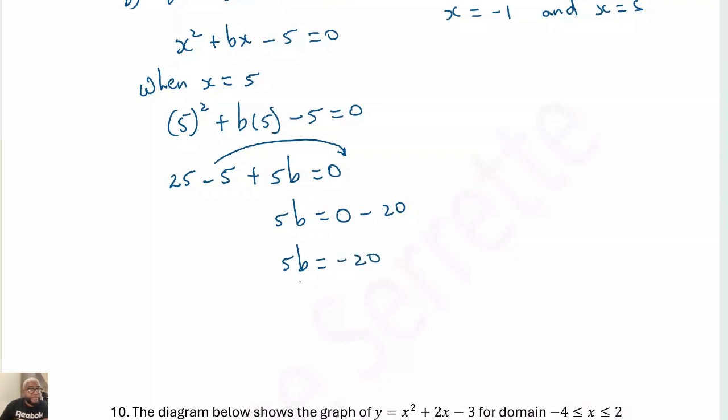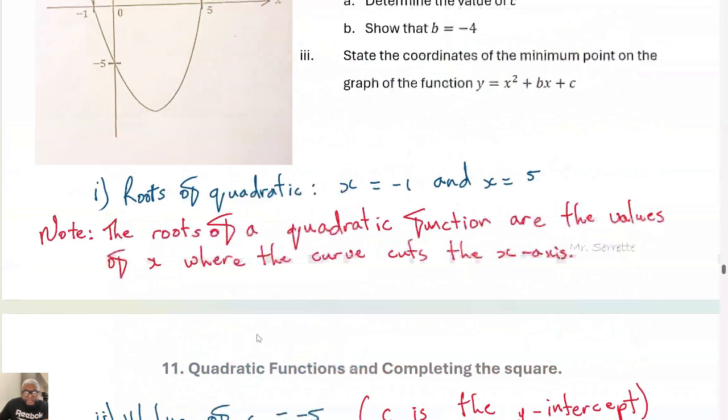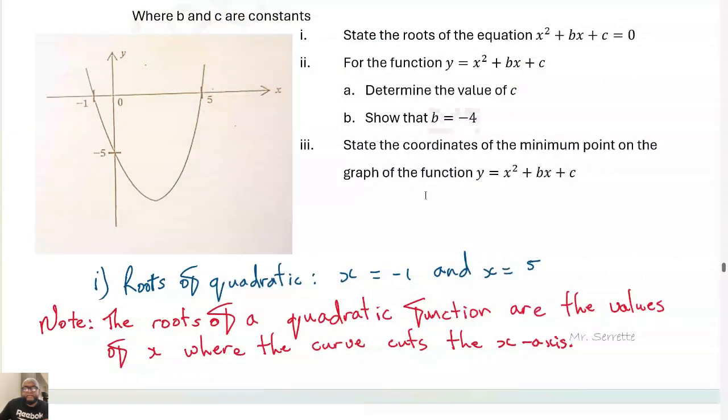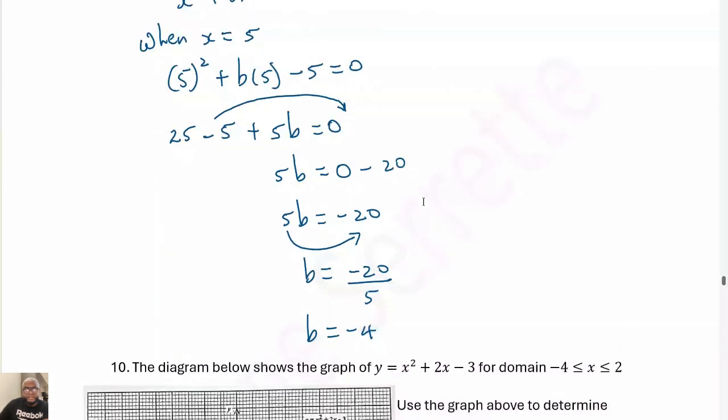I want to find the value of b. What do I need to do here? Divide. So b is equal to negative 20 divided by 5. b is equal to negative 4. Is that what they asked us to show? Was it negative 4? Right. Look at here. So you just put a little box underneath here.